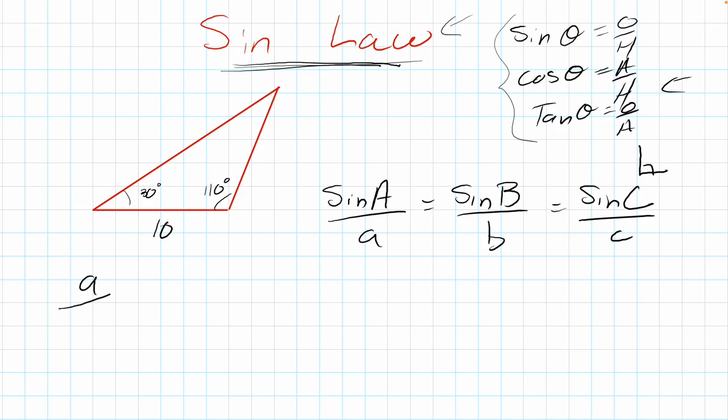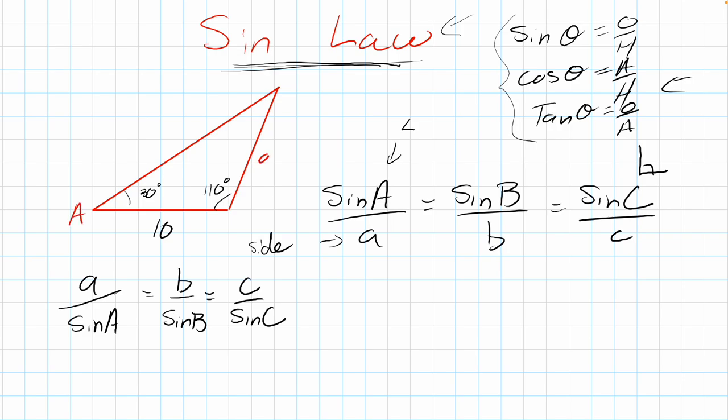It can look like this, A over sine A, is equal to side B over sine B, is equal to side C over sine C. We use uppercase to represent the angle here, and lowercase for the side length. When you name a triangle, you just have to make sure that the angle and the side are opposite. So for instance, if I call this angle A, that makes this lowercase a, just because it's opposite that side. If I say this is B, this would be side B. And if I say this is C, then down here is side C, okay?